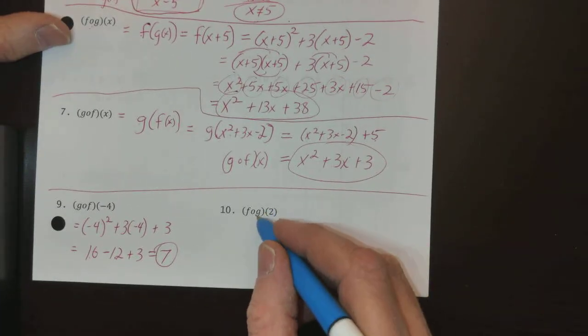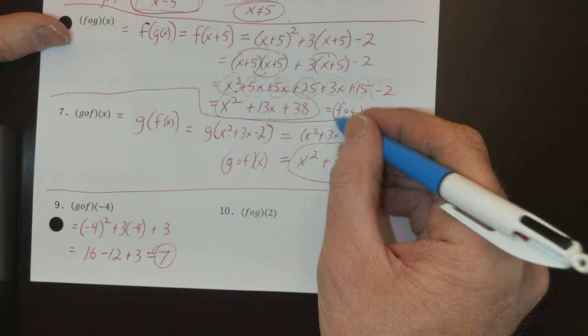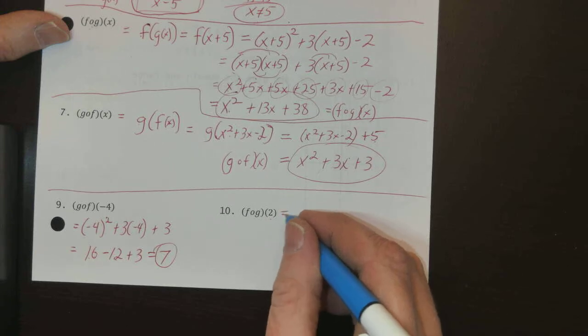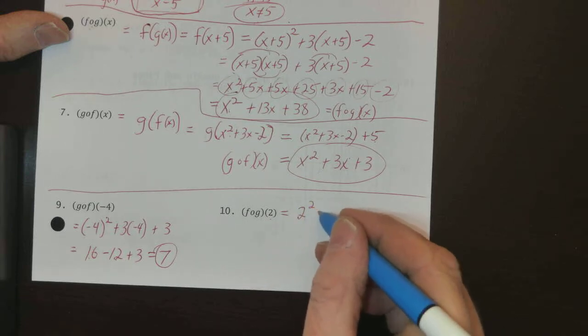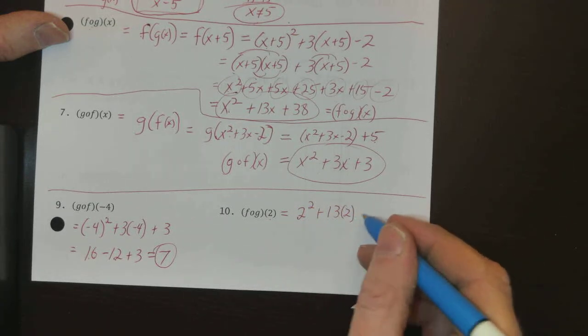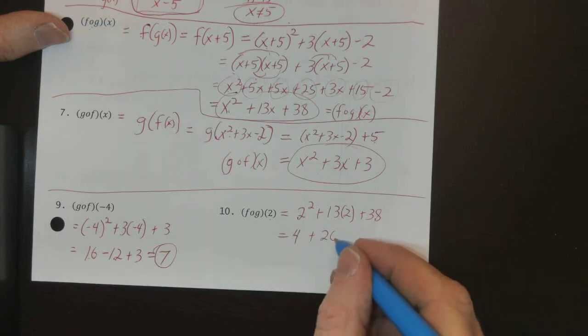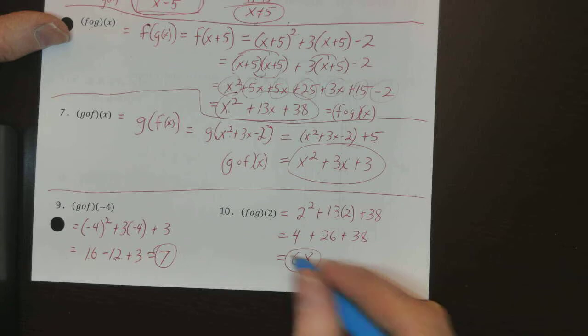And then f of g of 2. Well, f of g of x is x squared plus 13x plus 8. So I'm going to put 2 in place of x. So I have 2 squared plus 13 times 2 plus 38. And that's 4 plus 26 plus 38. 30 and 38 makes 68. All right, there's page 1. Page 2.